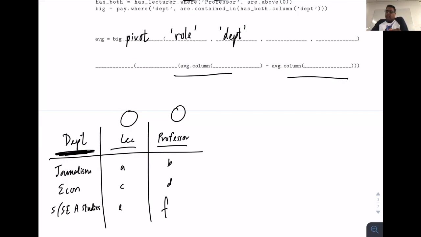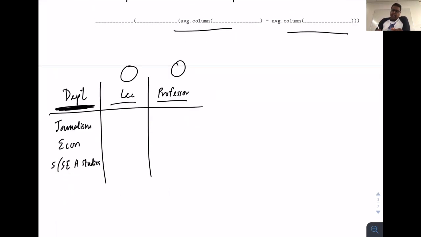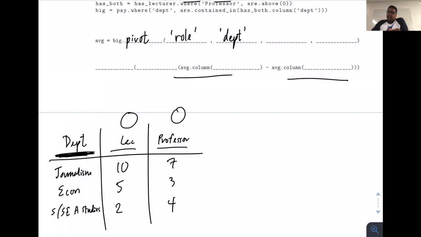And now here is where we have to specify some non-default, or non-required, arguments into pivot. By default, pivot won't give me the average salary value, but rather it'll tell me, okay, there are 10 journalism lecturers, there are 7 journalism profs, and so on. It'll just give me the count of how many of these there are. It won't really tell me anything about the salary, and we don't really care how many there are, we care about the salary.